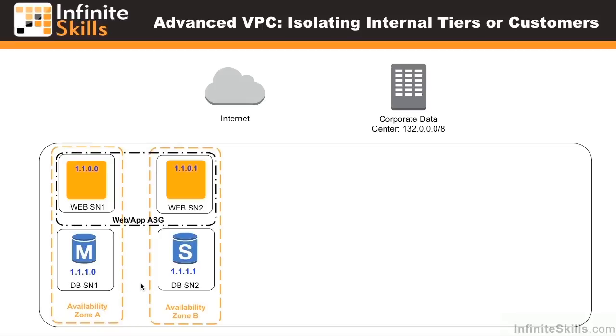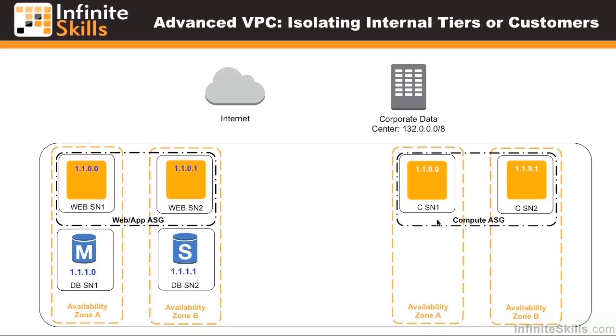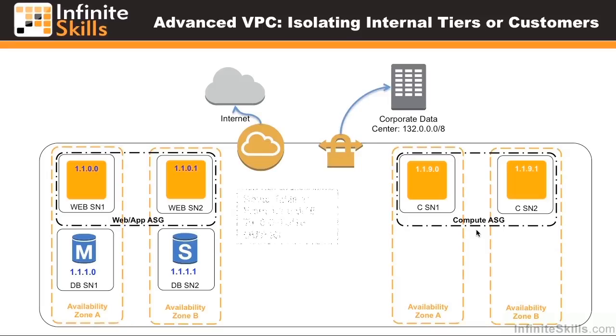We wrap our web/app tier in an autoscaling group, and we also have a compute network, where we have 2 subnets, CSN1 and CSN2. Inside of that, we also spin up assets on the 1.1.9 subnet. These assets will be used by the corporate data center to assist with their computing needs, and we launch those in a compute autoscaling group. We also attach an internet gateway, which allows the network to get out to the internet, and we attach a virtual private gateway, which allows access to the corporate data center.